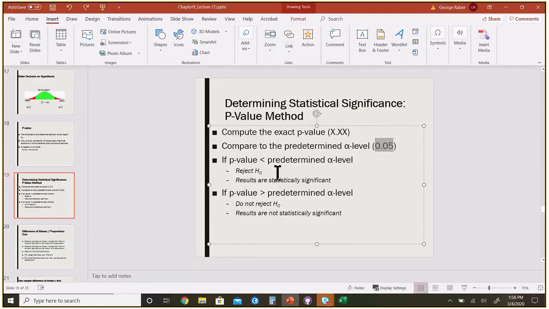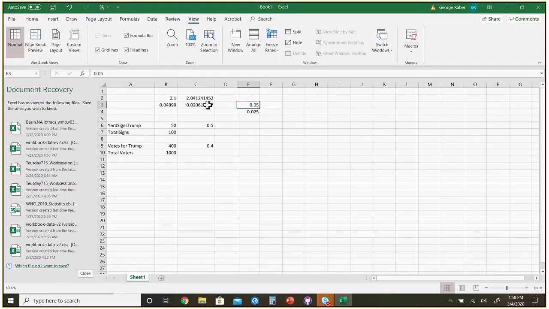So on your Excel sheet, which one would be the p-value and which one's the alpha? This is the p-value. This is the alpha value. And that's the alpha divided by 2. So this is the alpha value for a one-tailed test, and this is the alpha value for a two-tailed test.